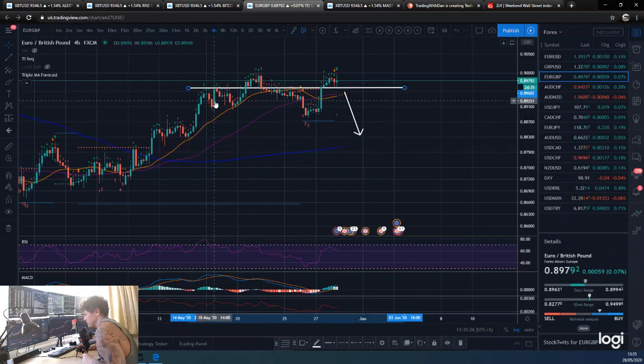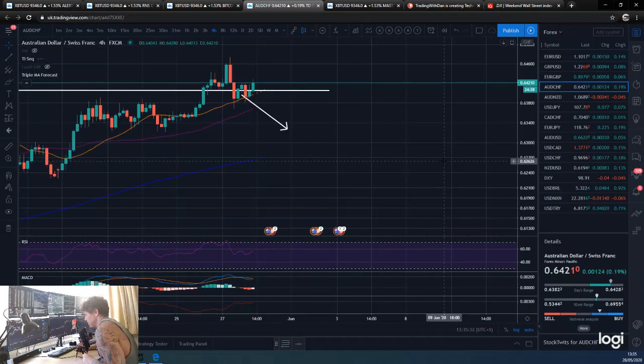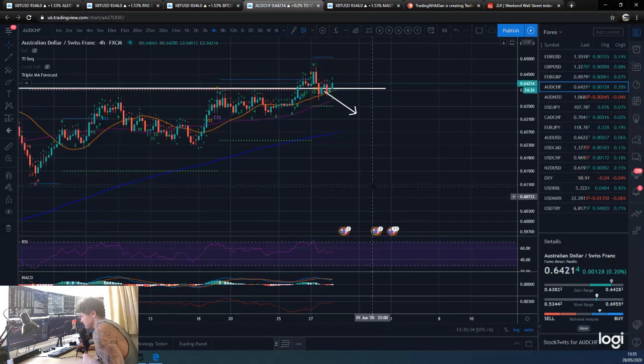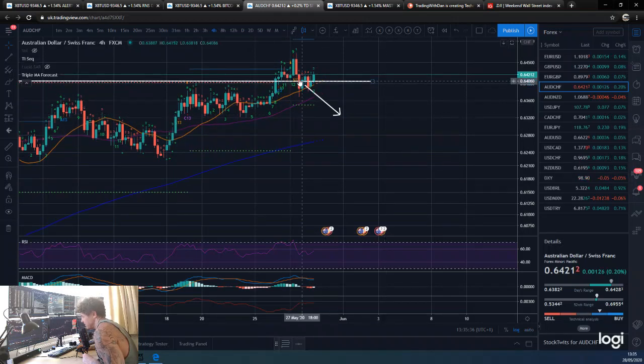ORNS, old resistance, new support, that's the one. Right, so Aussie dollar, Swiss dollar, what was this based on? Yeah, it's based on the 4 hour. So we actually faked out into this trade.